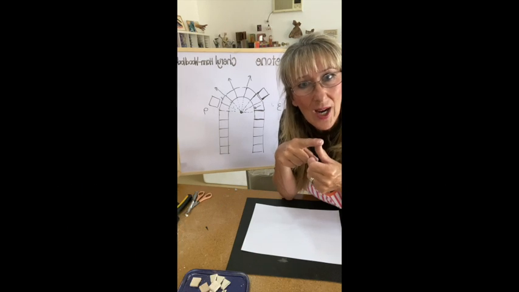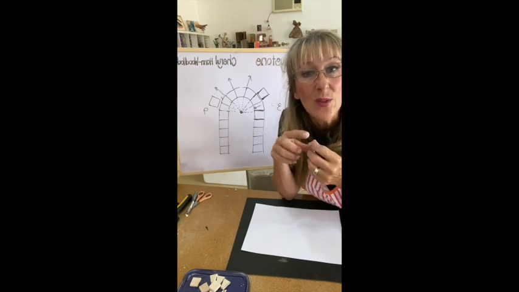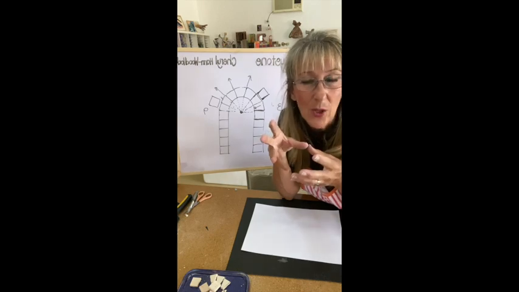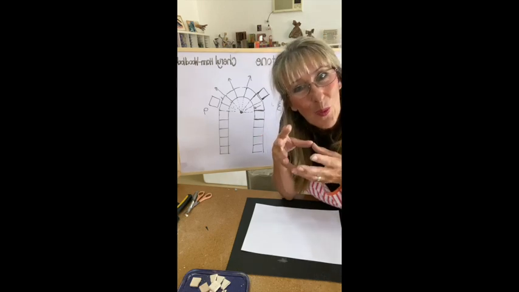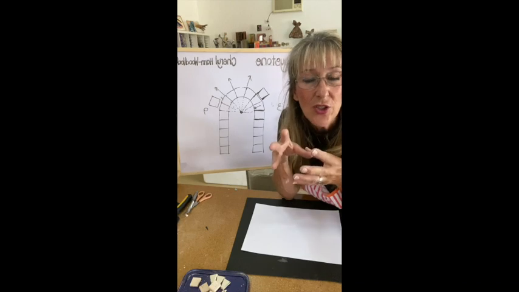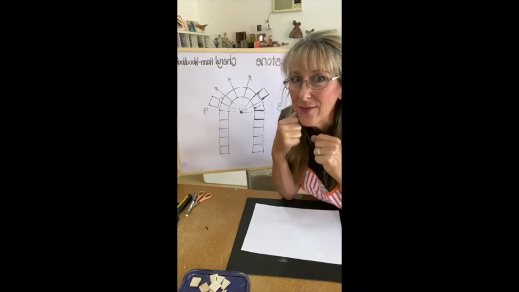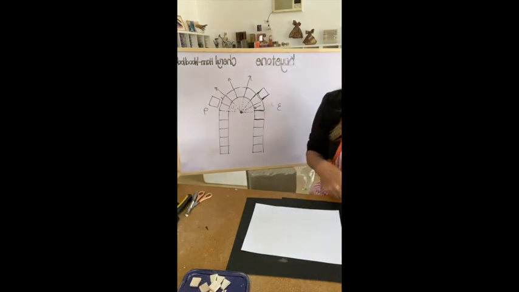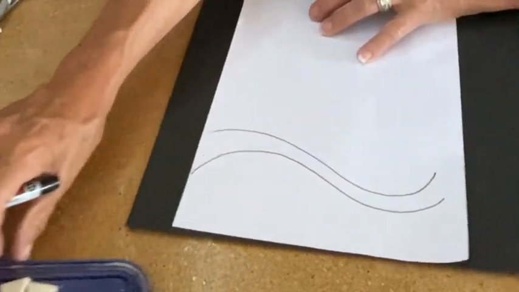The other reason we do keystoning is when you get into more detailed work. It is important to understand the direction of your keystone. So I'm going to give you an example now. We need to find a central point.